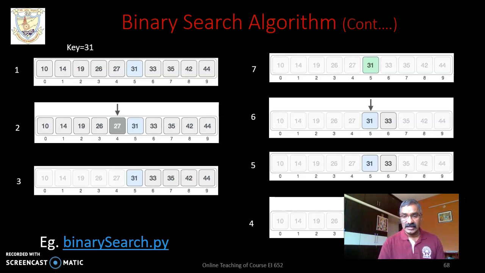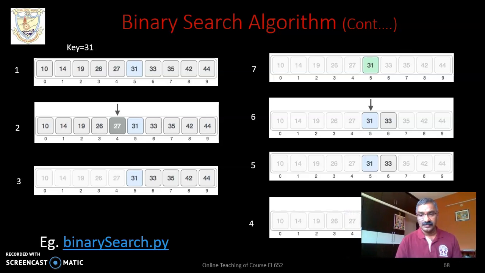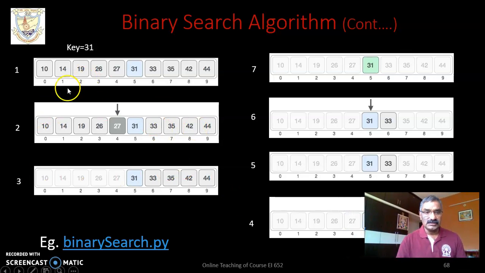So this is an example that I have taken. This is a list. I have 1, 2, 3, 4, 5. Totally I have 10 elements in the list with index 0, 1, 2, 3 up to 9. Now I am applying the principle of binary search algorithm to this list and my key element is 31.